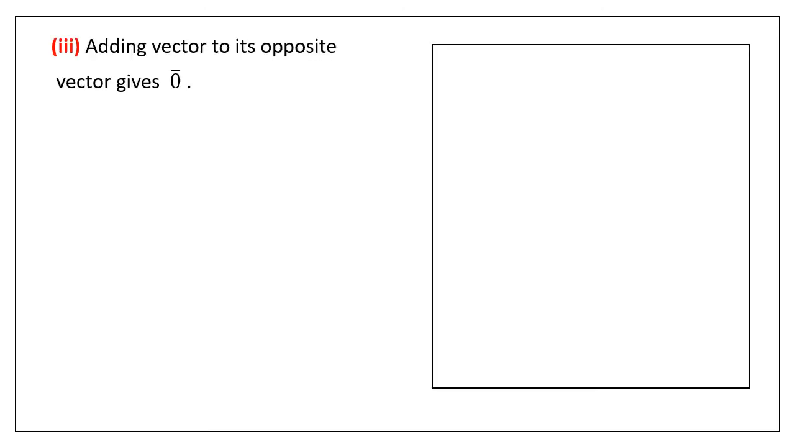Adding a vector to its opposite vector gives 0 bar. As students, PQ bar plus QP bar gives us PP bar, which equals 0 bar. See student, while adding, what will we see? The end point of the first vector and the starting point of the second vector should be equal. So which gives us P bar, which is nothing but the 0 vector, because the 2 points coincide, which gives us the 0 vector.